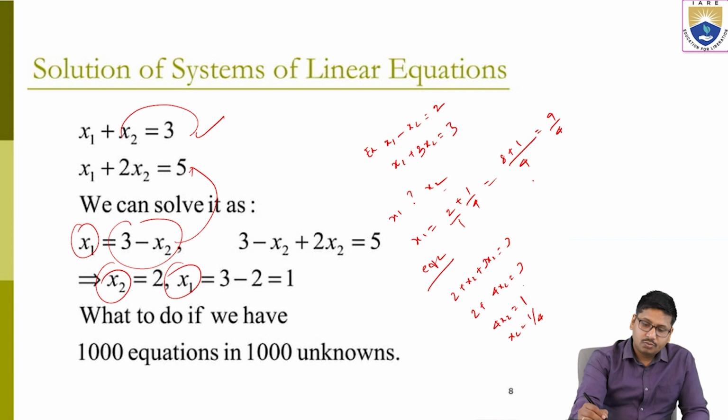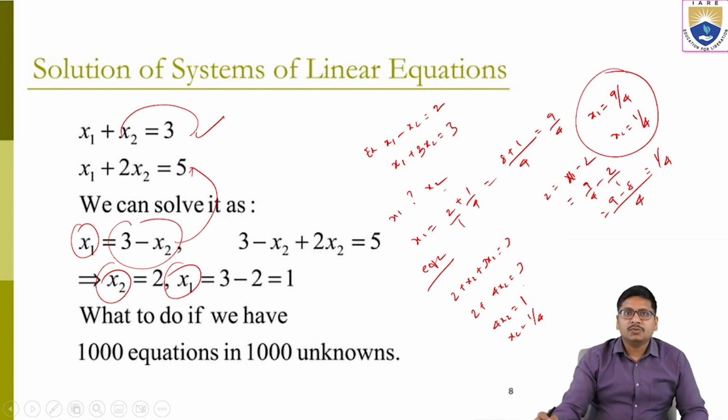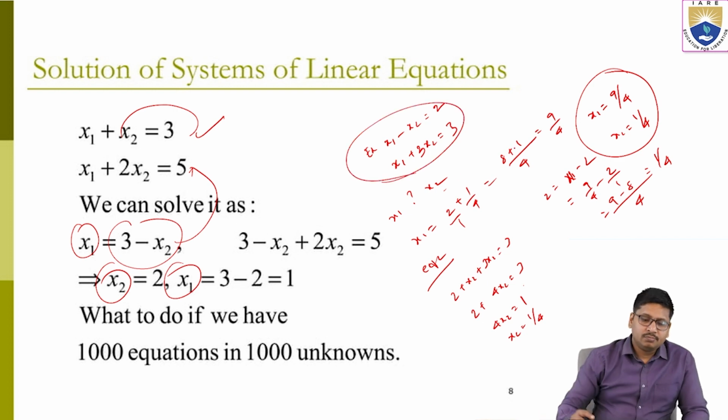What about x2 now? So x2 equal to x1 minus 2, so 9 by 4 minus 2. So finally x1 is equal to 9 by 4 and x2 is equal to 1/4. So these will be the values of x1 and x2 for this kind of equations.